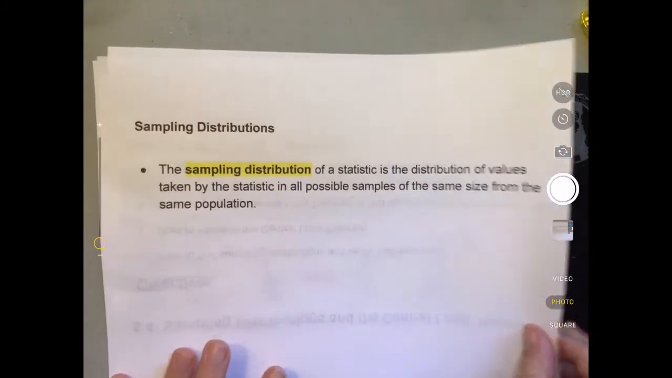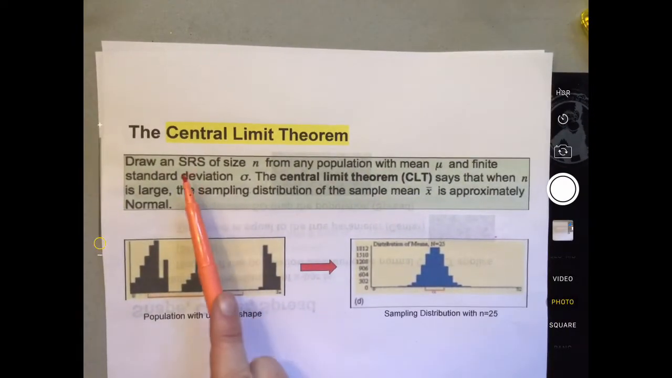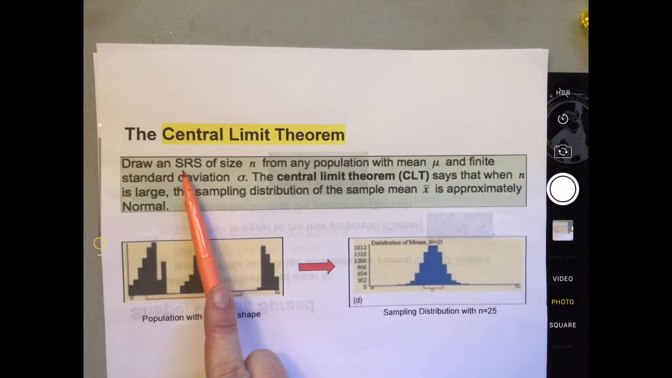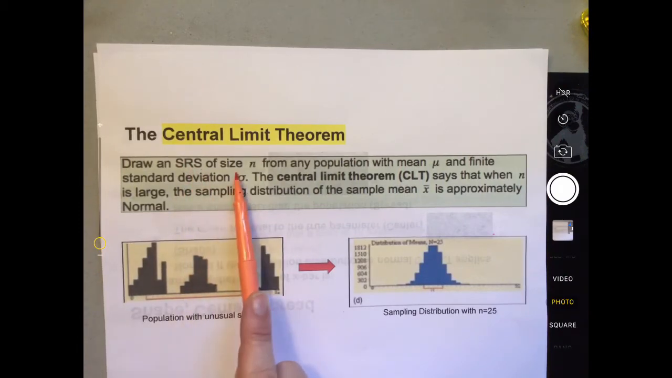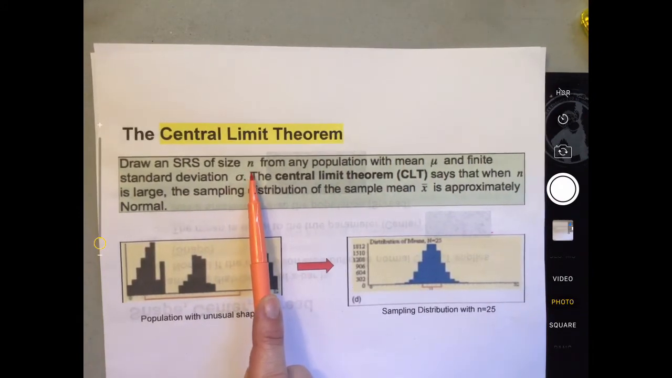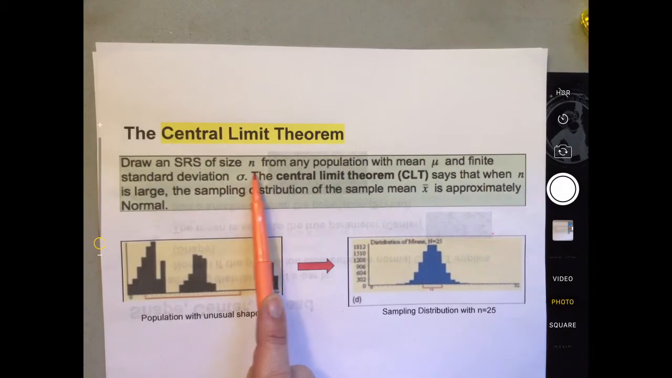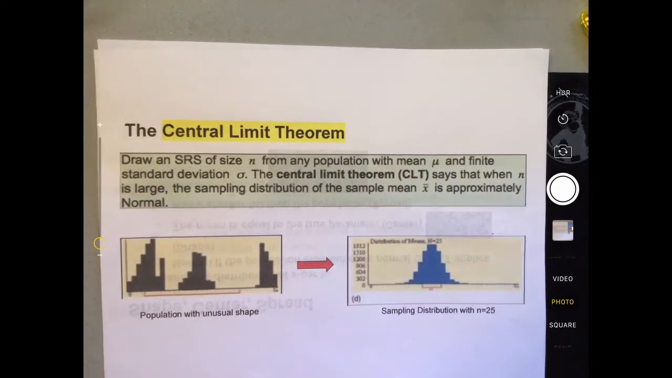So that brings us to the central limit theorem. Draw a simple random sample. Anytime you see this, we are going to be changing the standard deviation. Of size n. So in my example, n was 4, from any population with mean mu and finite standard deviation sigma. The central limit theorem says that when n is large, the sampling distribution of the mean is approximately normal.